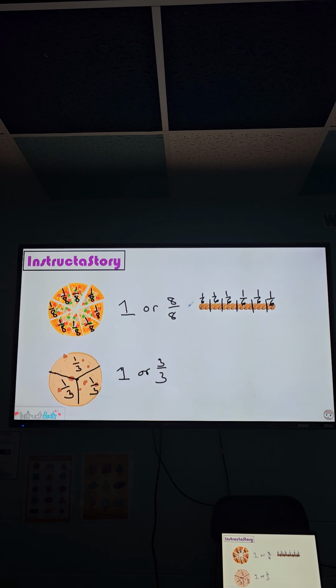So if I wanted to put it back together to make one whole rope, right, I could say I had one whole rope, or I could say that I had 6 out of 6, because my denominator is 6, right?